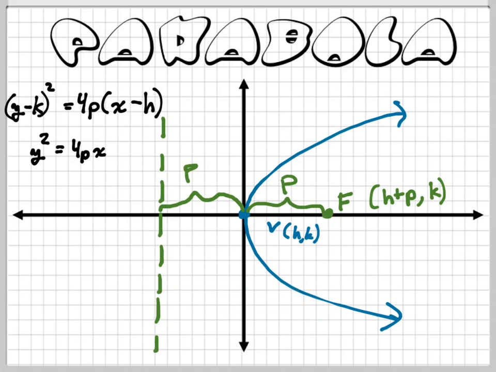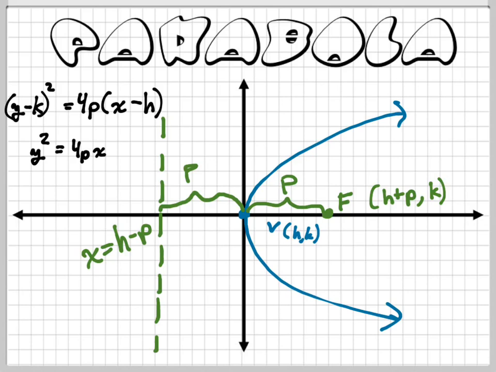The directrix for this problem can be found by taking P and subtracting it from which number? The H or the K? H. Yeah, from the H, because we're moving left and right, so we're going to subtract it from the H. And because this line is vertical, it's X equals, and we're going to say H minus P. And those are the formulas that are on the slideshow that I just showed you guys.